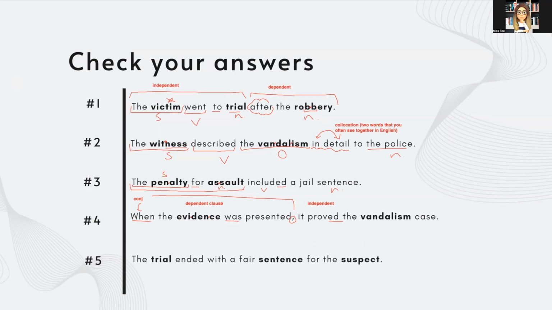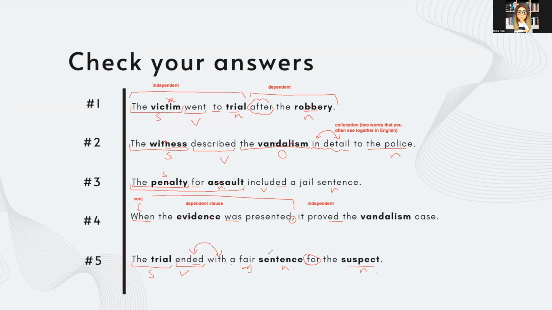Number 5, the trial ended with a fair sentence for the suspect. So the trial is the subject, ended is the verb in simple past. And like we mentioned before, this is a common pairing of words, collocation. So we always have ended and we'll always have the word with to show us what is happening at the end of an event usually. And a fair sentence. So we have our article, this is our noun, and this is an adjective. And even more context is given using this preposition. We use this preposition to connect the noun sentence with the noun suspect.